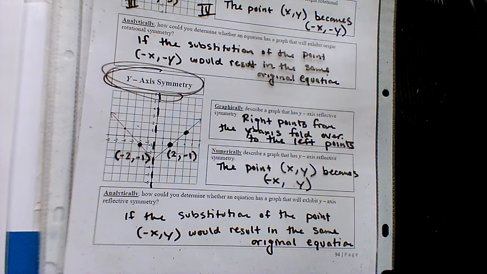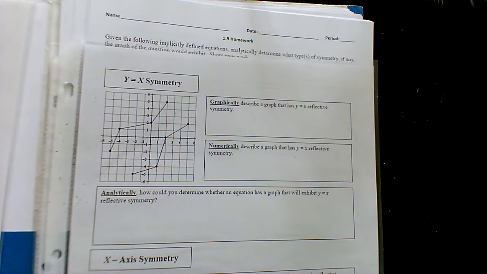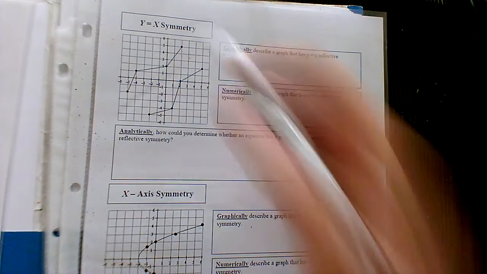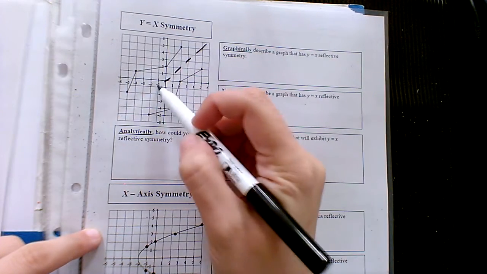We're trying to identify specific relationships between ordered pairs or points to help us determine what type of symmetry we might possibly have. Whatever relationship we can identify is going to lead us to a particular type of symmetry. All right, let's try y equals x symmetry, this diagonal line.